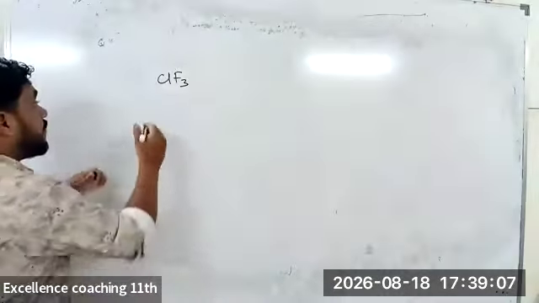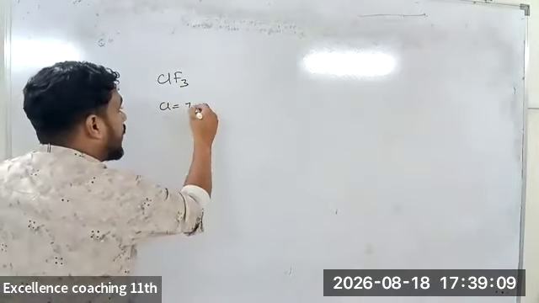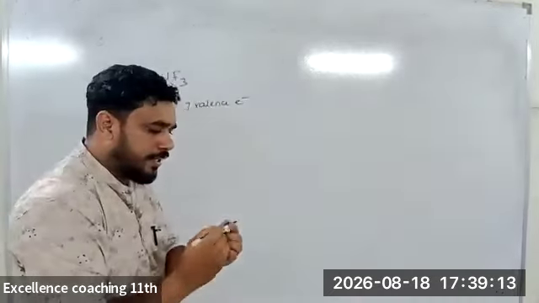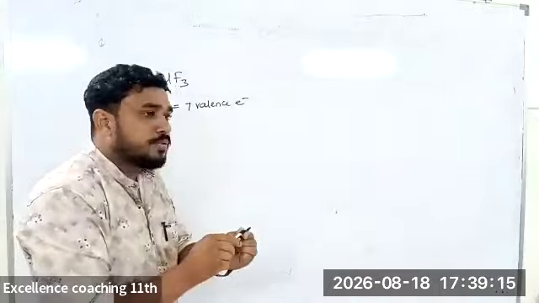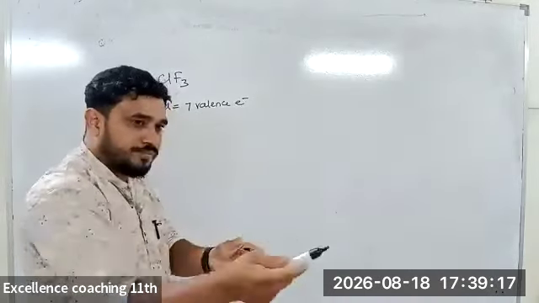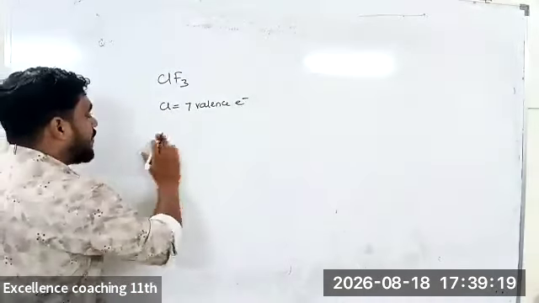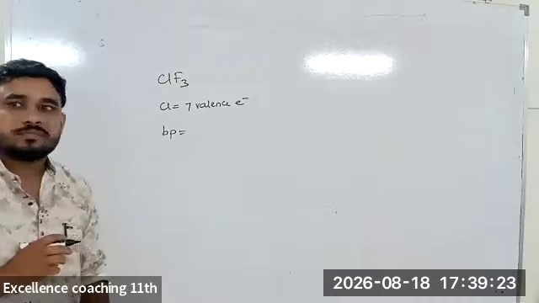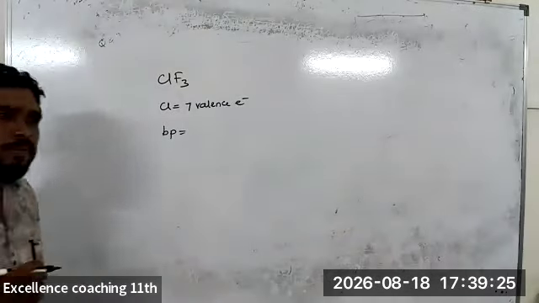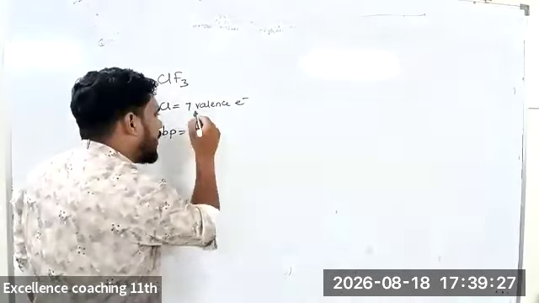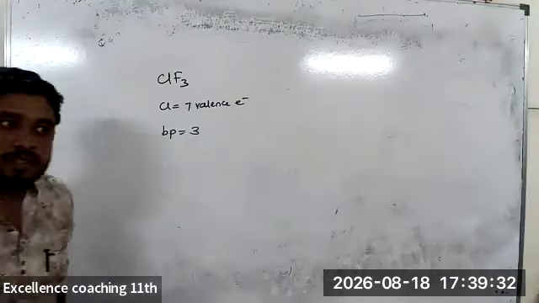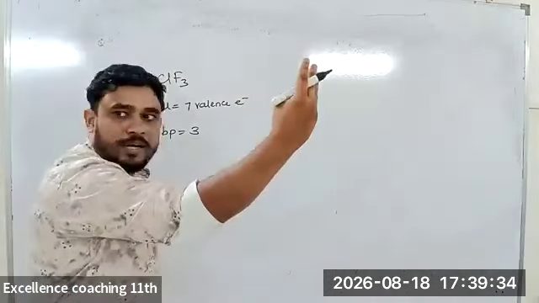Okay, ClF3. First thing, chlorine. How many valence electrons? 7 valence electrons. Now chlorine makes how many bonds? There are 3 fluorines, so it will make 3 bonds. So how many bond pairs will I get? 3. So out of 7, 3 electrons are used.